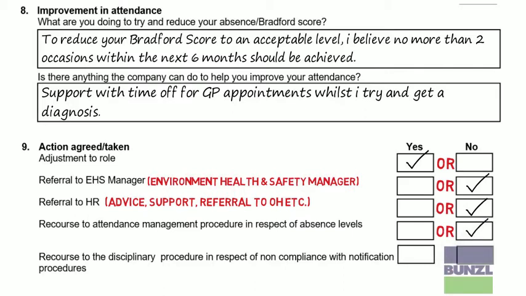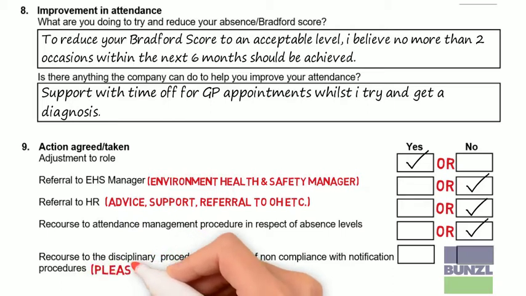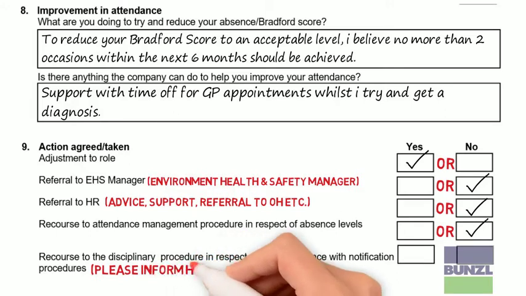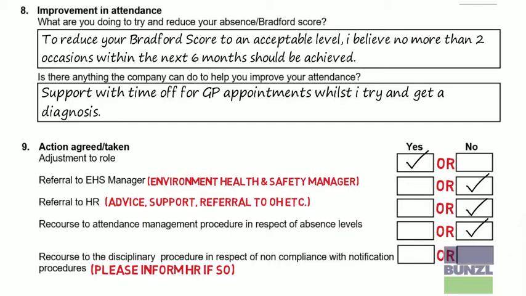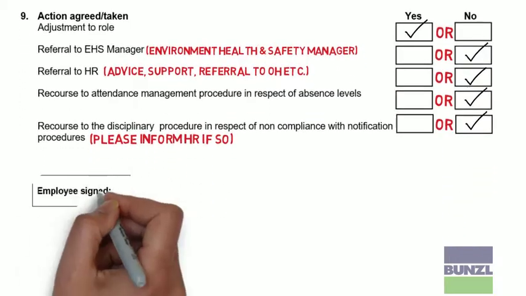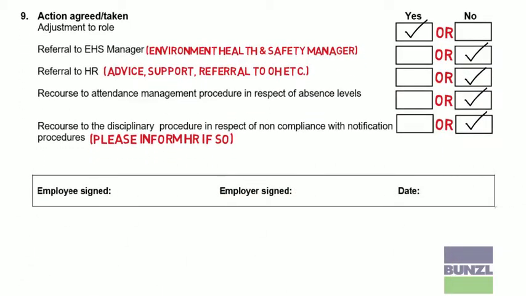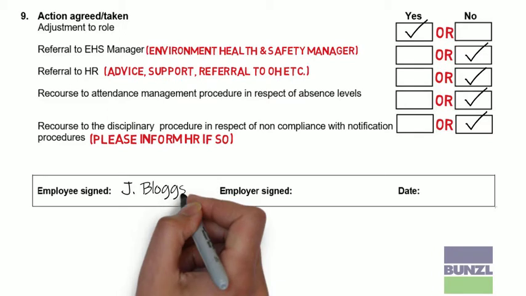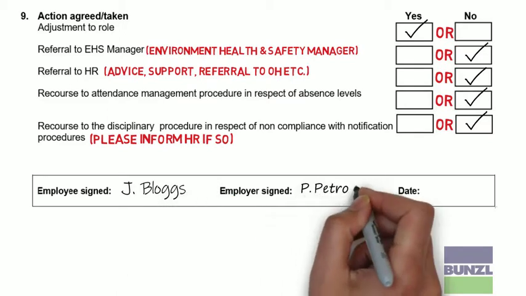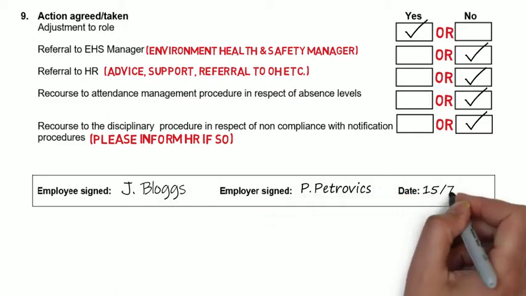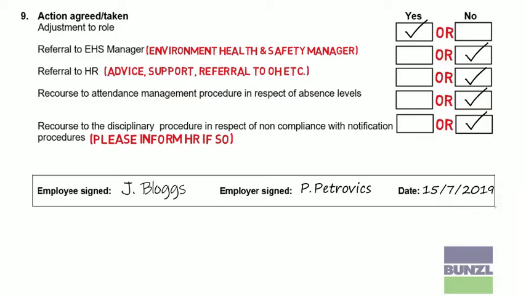Recourse to the disciplinary procedure in respect of non-compliance with notification procedures. If the employee did not follow the correct notification procedures, please inform HR so that they can invite the employee to a disciplinary hearing. Finally, the bottom section needs to be signed by the employee who has had the absence, the line manager conducting the return to work, and the date that this was carried out.